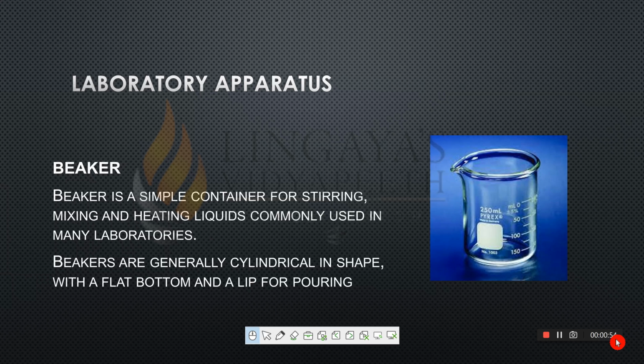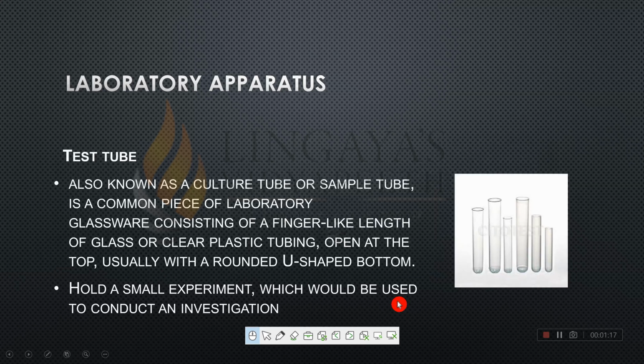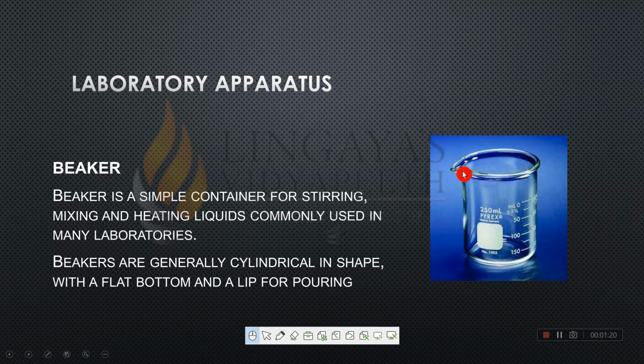So first of all, we will talk about the laboratory apparatus that are used. In the very first slide, you can see the beaker. It is a glass beaker. What is a beaker? Beaker is generally cylindrical in shape with a flat bottom. Here you can see that it has a flat bottom and it has a protrusion which is helpful for pouring out the solution. It is a simple container. It is used for stirring, mixing and heating liquids, commonly used in many laboratories.